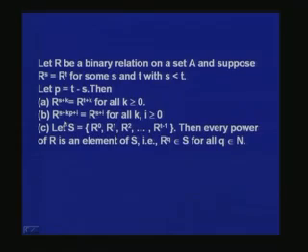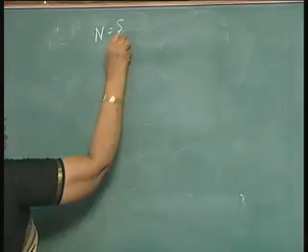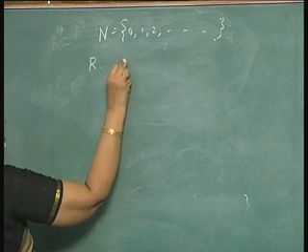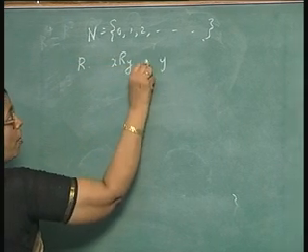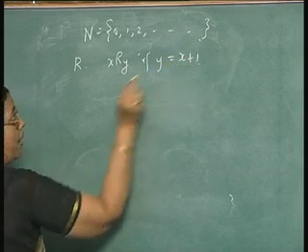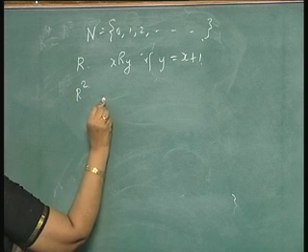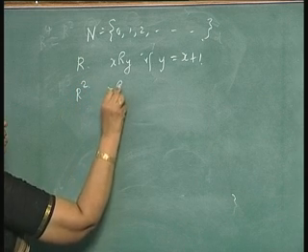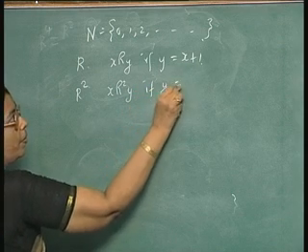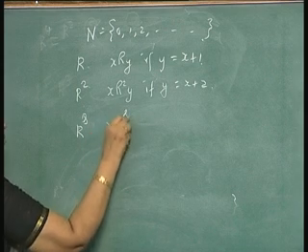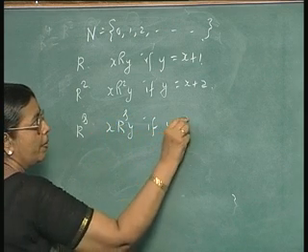For example, let us consider the relation on the set of non-negative integers. The underlying set is a set of non-negative integers 0, 1, 2, etc. And the relation R is represented like this: x is related to y if y is equal to x plus 1. So, what is R squared? R squared will represent x R squared y if y is equal to x plus 2, and any R power s will be x R power s y if y is equal to x plus s.